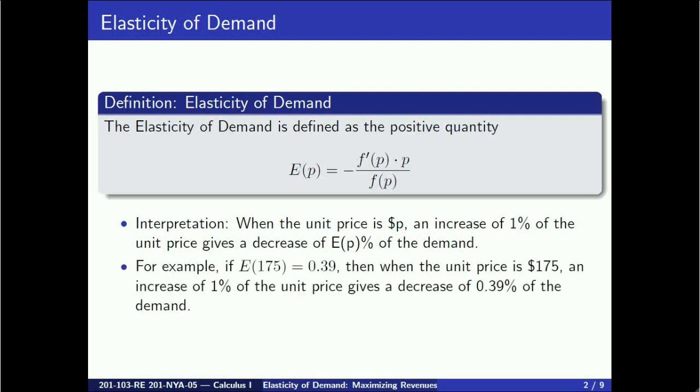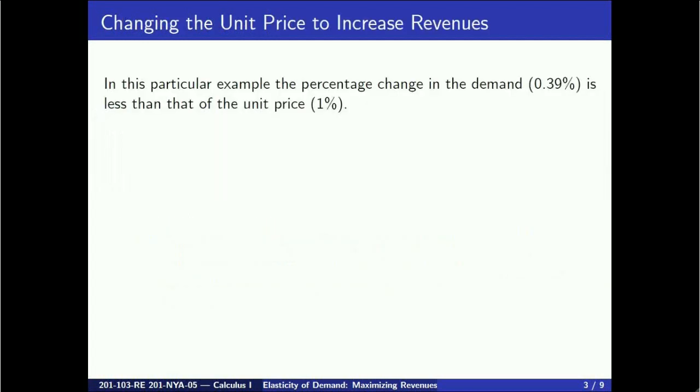In the example presented in the previous video, we had E of 175 equals 0.39. Therefore, when the unit price is $175, an increase of 1% of the unit price gives a decrease of 0.39% of the demand. Note that in this particular example, the relative change of the demand, which decreases by 0.39%, is less than the relative change of the unit price, which increases by 1%.